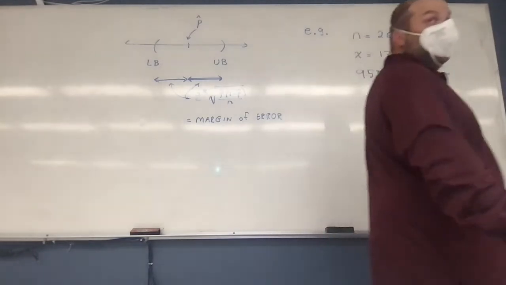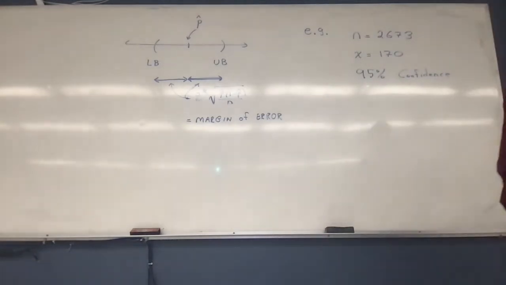0.95. So let's first do it on the calculator since it's so much easier, and then verify that we get the same thing by hand. So what is my X? 170. What is my N? 2,673. What is my confidence? Calculate. What does it give me?